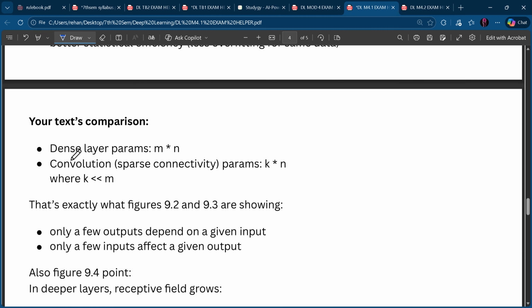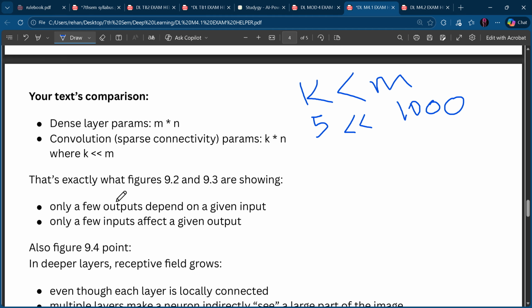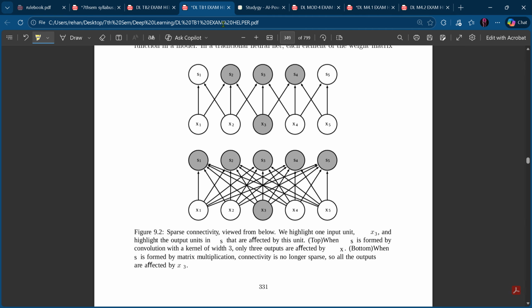Then you have to see here, dense layer parameters are nothing but m into n. Too many connections are there, and m will be a very big number. But in convolution, that is sparse connectivity, the parameters are k into n, where k is very small. This means k is less than m. It can be a little number less than m, like if m is 10, then k might be 1 to 5. This is good. That's exactly what figures 9.1 and 9.3 are showing.